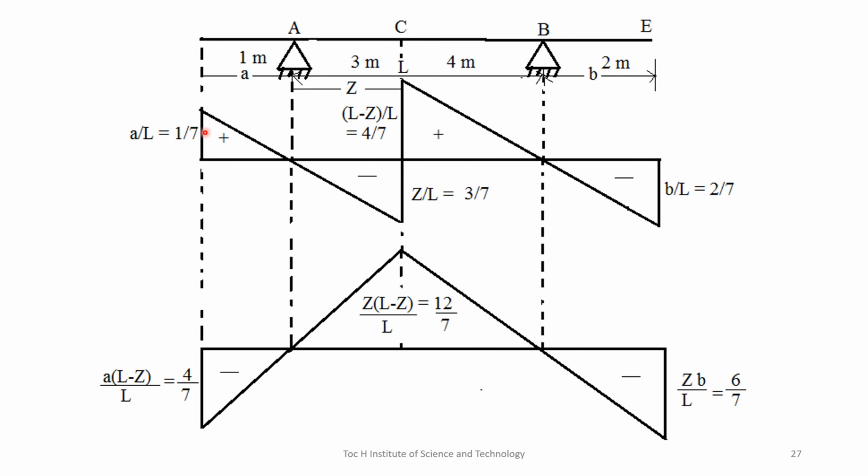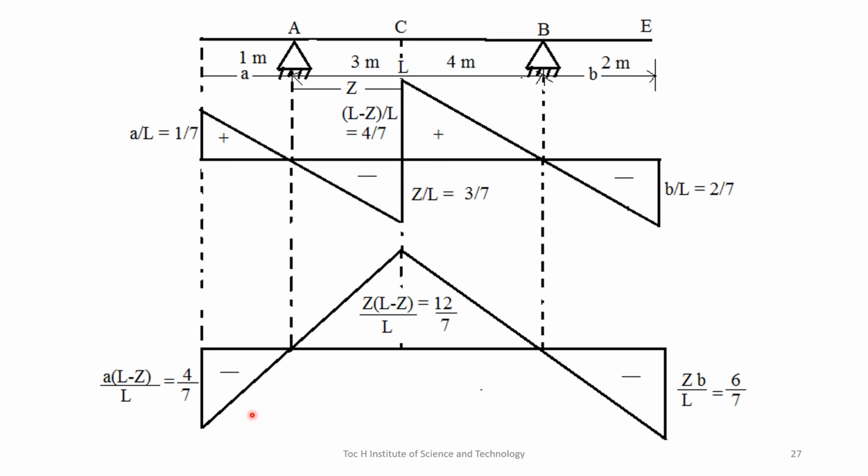Now this is the influence line diagram for shear force, and this ordinate is A by L, so here the length is 1, that is A, so 1 divided by L. Here L is the length of the simply supported beam, 7 meters, so 1 by 7 is this ordinate, and this ordinate is L minus Z by L, which is equal to 4 by 7, and this is Z by L, that is 3 by 7. That means this distance is Z. Now this ordinate is B by L, so 2 divided by 7 is this negative ordinate. So this is the influence line diagram for shear force.